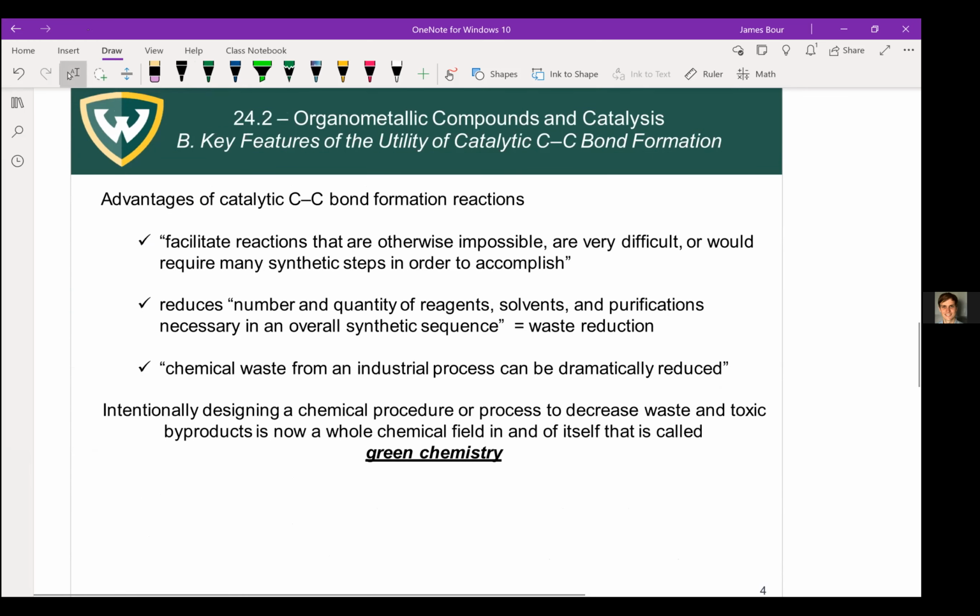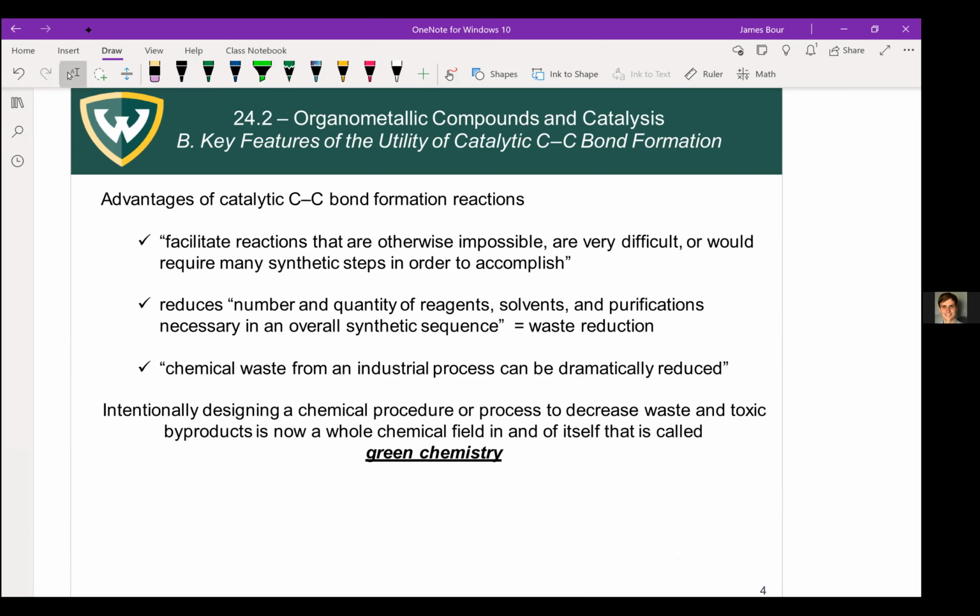So the advantages of these processes are that catalytic CC bond formations, these transition metals facilitate reactions that are otherwise impossible. I already said this a couple times, or are very difficult. So sometimes these reactions are the only way we can make a certain type of bond.